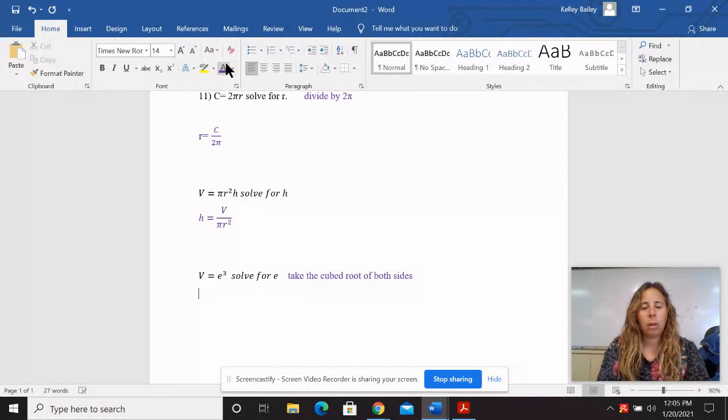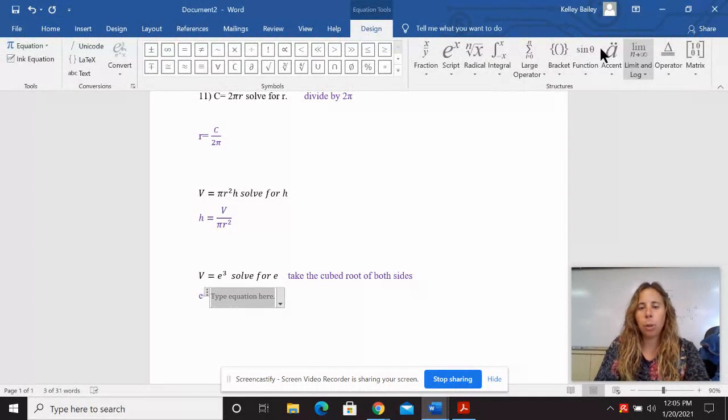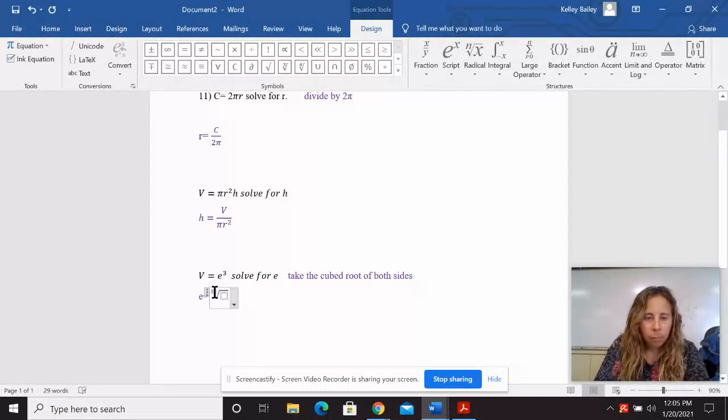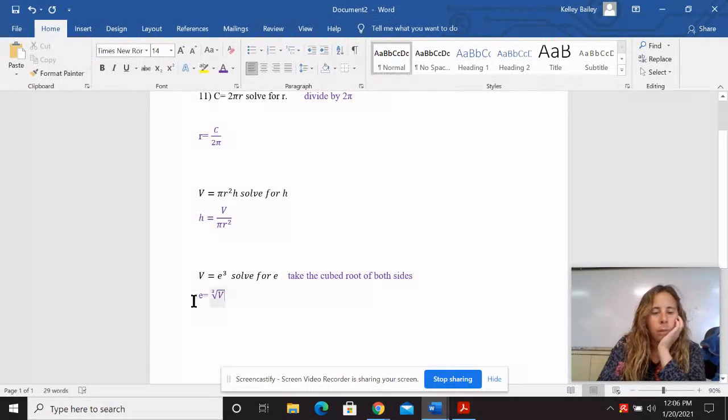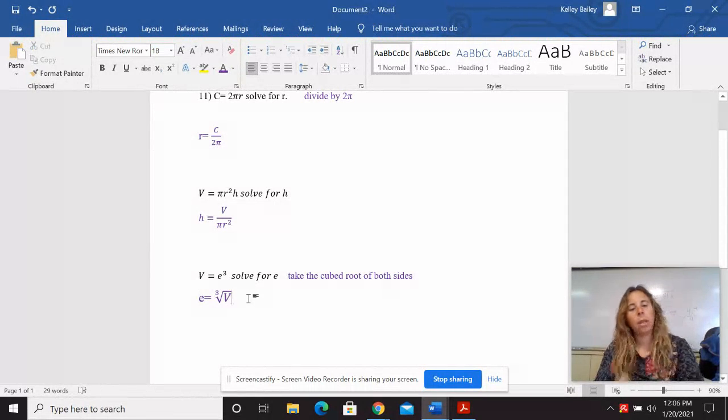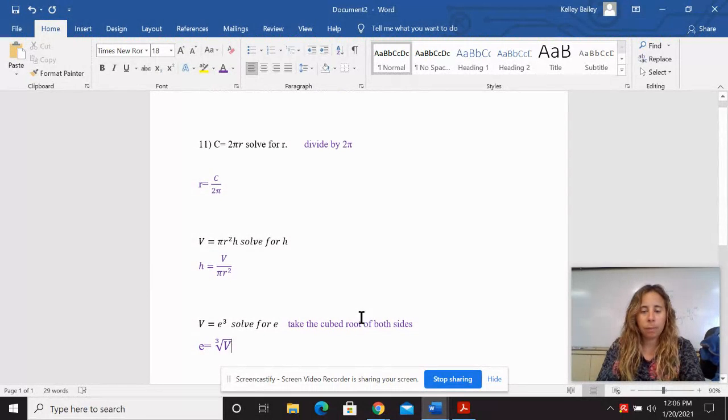Okay? So that'll cancel out e to the third power. The cube root of e cubed is just e. So we canceled that out. So we get e is equal to the cube root of V. Okay. So there you go. I will leave you on your own to do the rest. Good luck.